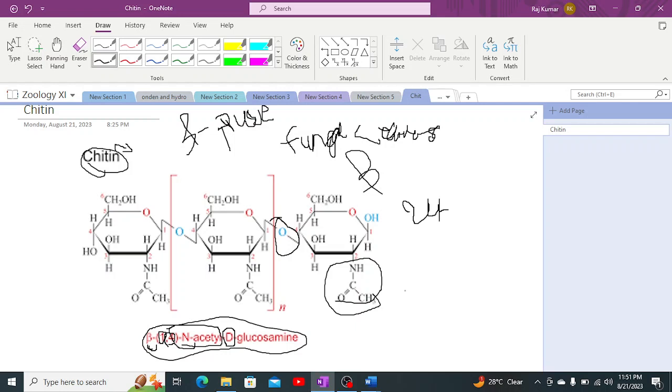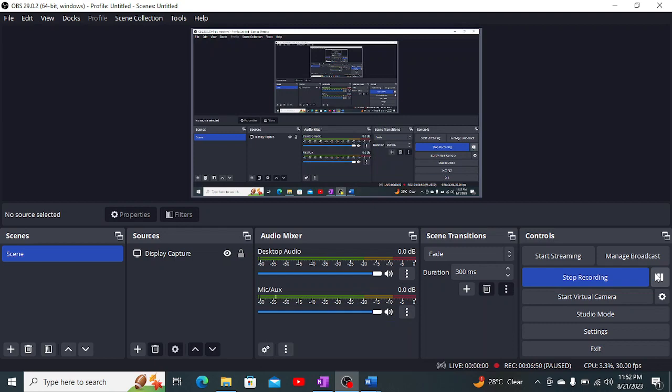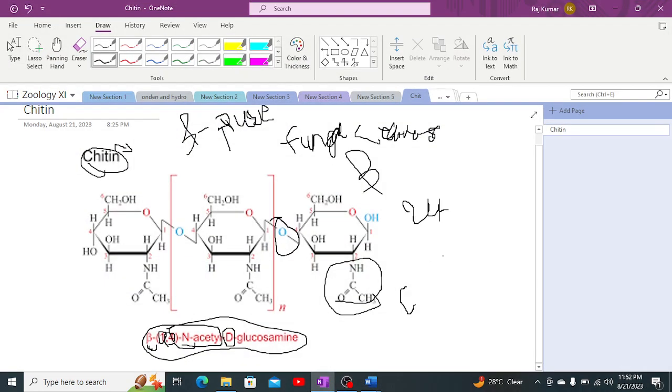And what is the general formula for that? The general formula of chitin is something like C3H5O8N, and then we have an integral number n. That is the structure, but you can google it further because these are the general structural formulas of chitin. This is a homopolysaccharide, and I guess that's all about this video.